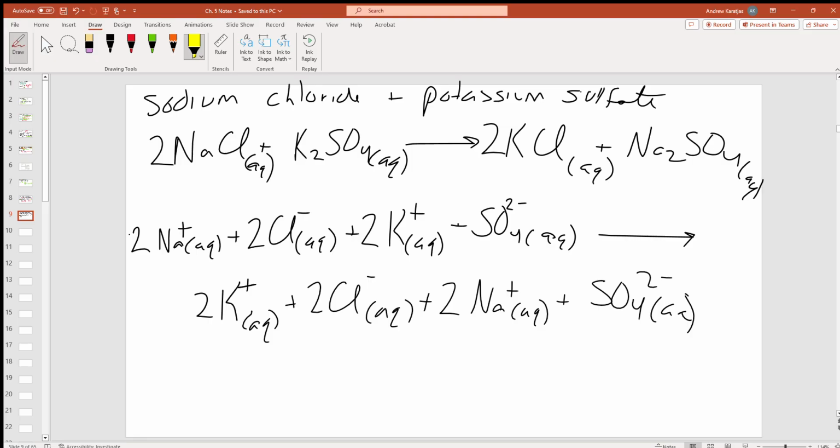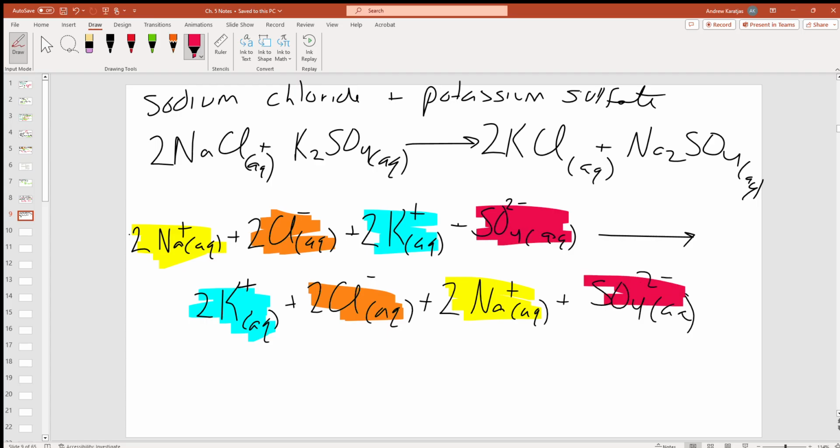All right, so what happens? So on the left, we've got 2 sodiums. On the right, we have 2 sodiums. On the left, we have 2 chlorines. On the product side, we have 2 chlorines. On the reactant side, we have 2 potassiums. Same thing on the product side. And finally, we have a sulfate and a sulfate.